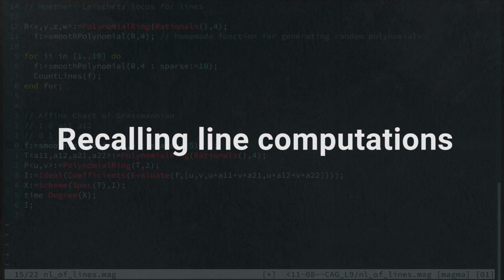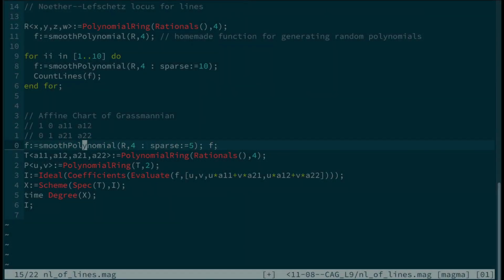Let me recall how we counted lines, at least on an affine chart of the Grassmannian. So I start with a polynomial f. I define a 4-dimensional space corresponding to this affine chart of the Grassmannian. And then I have my P1, sort of universal P1 over this affine chart, parameterizing the lines with coordinates uv. And then I plug into f the parameterized line with variable aij's. This is a polynomial homogeneous of degree 4 in variables uv, and I read the coefficients. And I'm constructing the ideal generated by these coefficients.